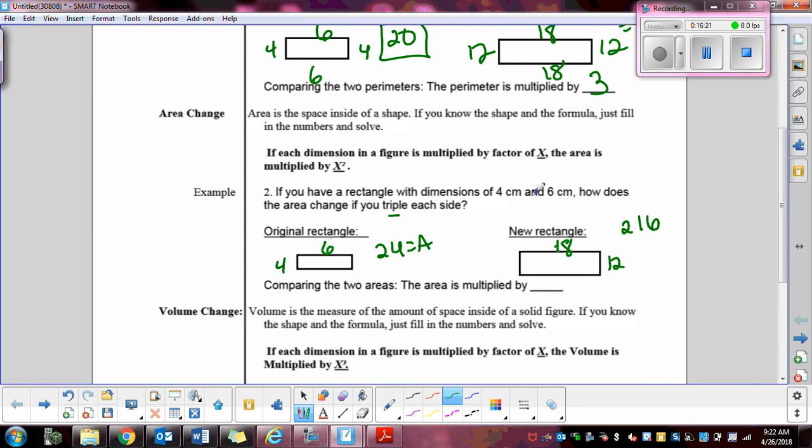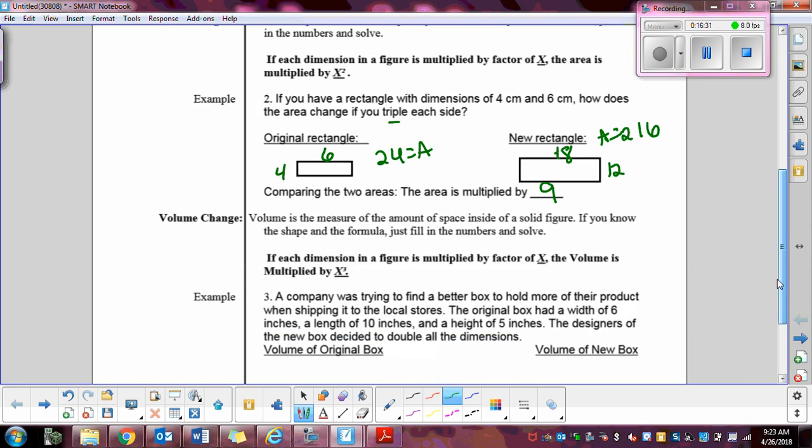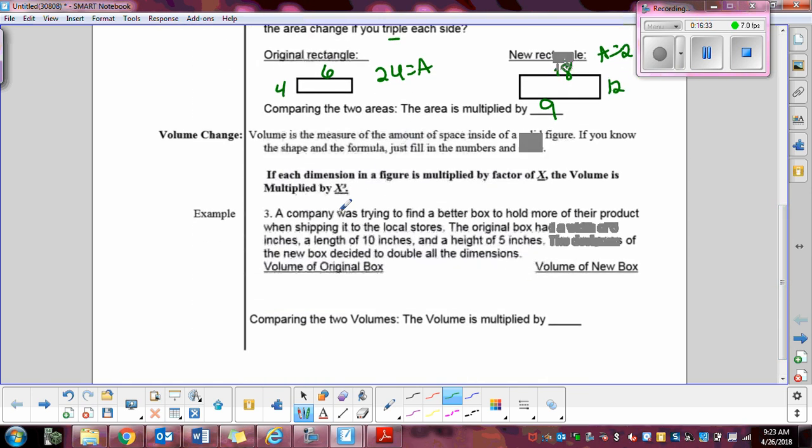So what did we multiply 24 by to get 216? It's going to be 3 squared. We're in the second dimension, so that is 9. And then this is the third dimension, so it's going to be 3 cubed, which is 27. Yeah, so try it out. Show that it's 27.